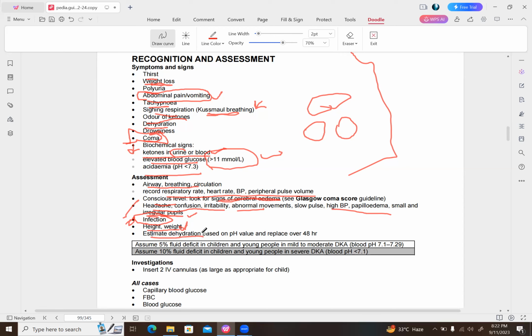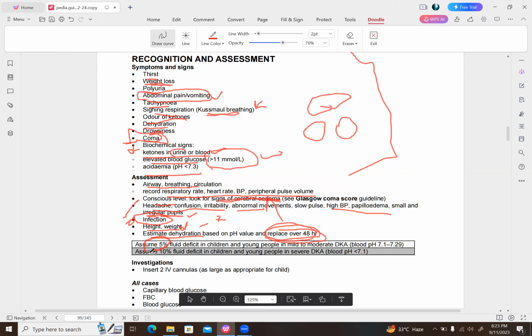Estimate the dehydration. How? If pH is less than 7.1, it is 10% dehydrated, and if it is above 7.1, then it is 5% dehydrated. You have to replace this dehydration slowly over 48 hours, not quickly, because quick replacement of the fluid leads to this cerebral edema. All right, so each and every word of these guidelines is important.